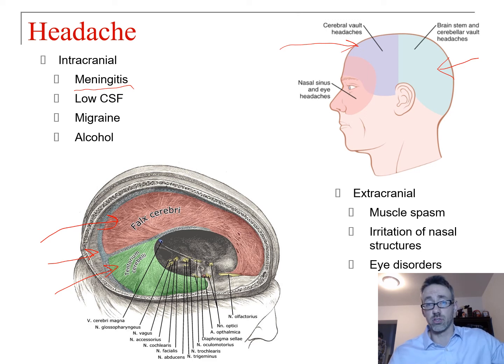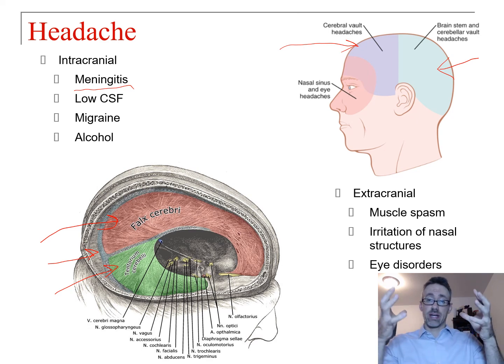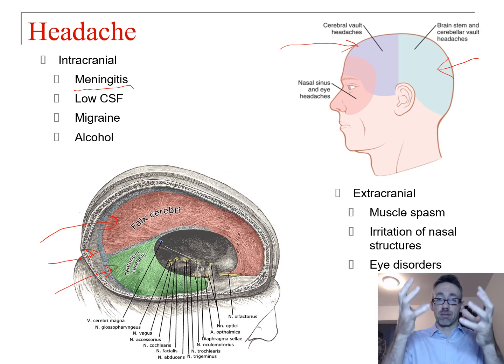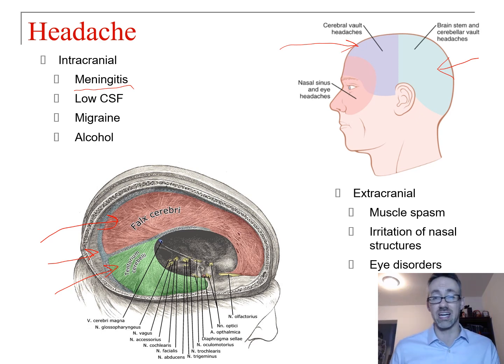Low CSF, so cerebrospinal fluid. If you do, say, a spinal tap to draw out cerebrospinal fluid, the cerebrospinal fluid helps keep the brain somewhat buoyant. And by removing the fluid, it loses some of that buoyancy and can actually pull on some of the connective tissue structures, and that can cause headaches.